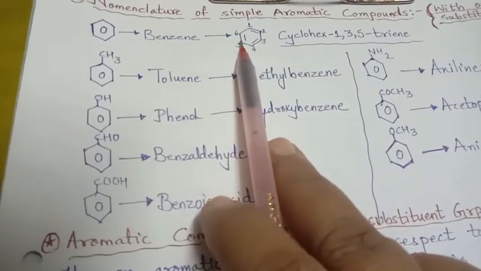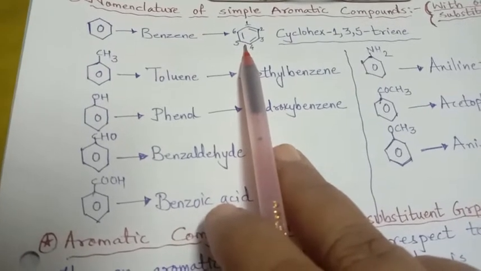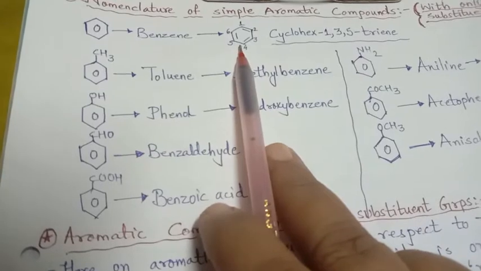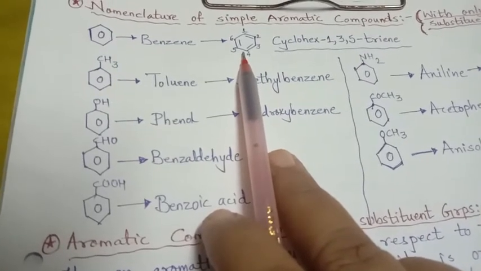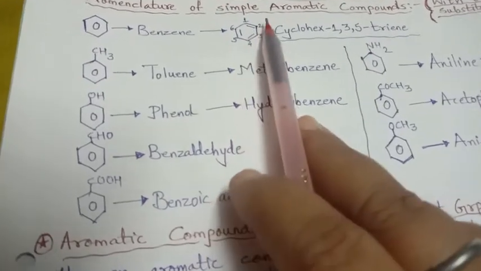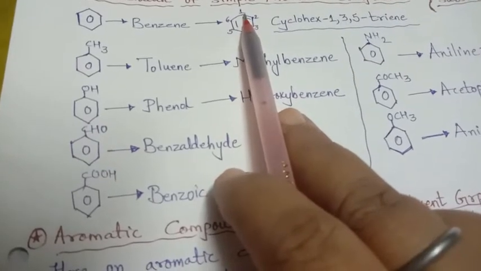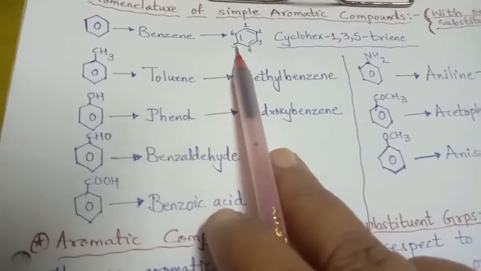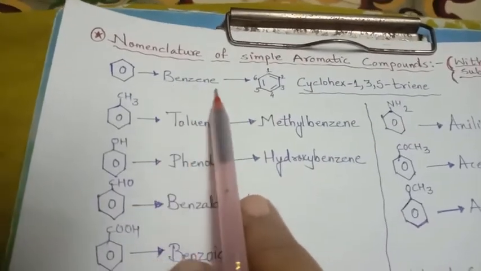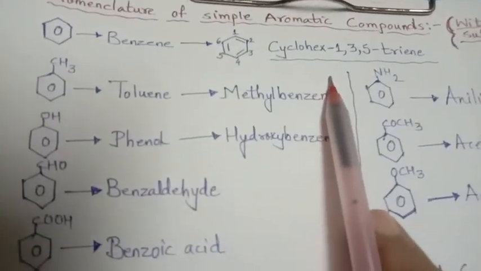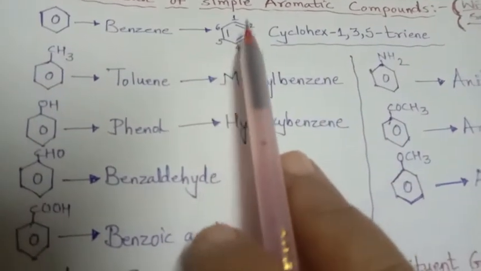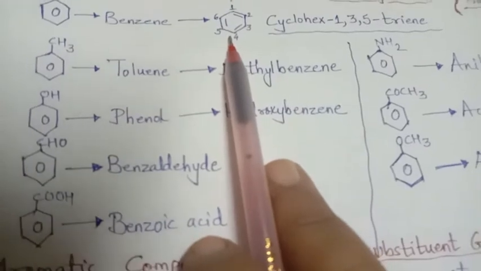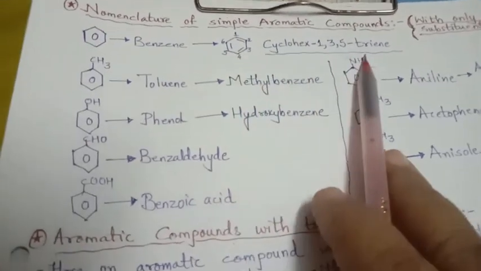But we will not write hexane because double bonds are present, so it will be hexene. But how many double bonds are there? 3 double bonds are there. So it will be hexatriene. Now if I say triene, at which positions are they? If we start from here as 1, then the first carbon, then the third carbon and the fifth carbon. So the general name is benzene, but the IUPAC name, if we want to give it, is cyclohex-1,3,5-triene. This is the IUPAC name.